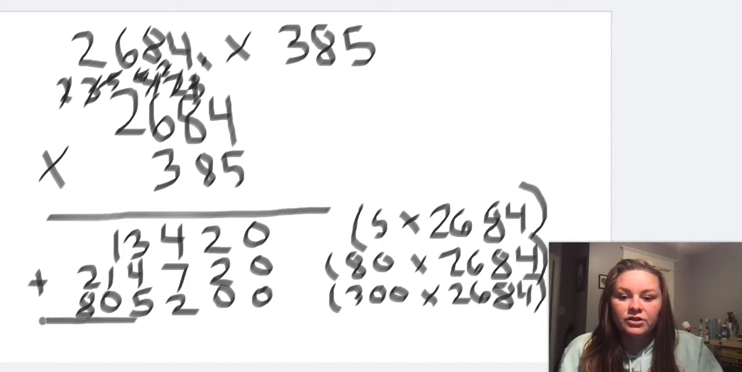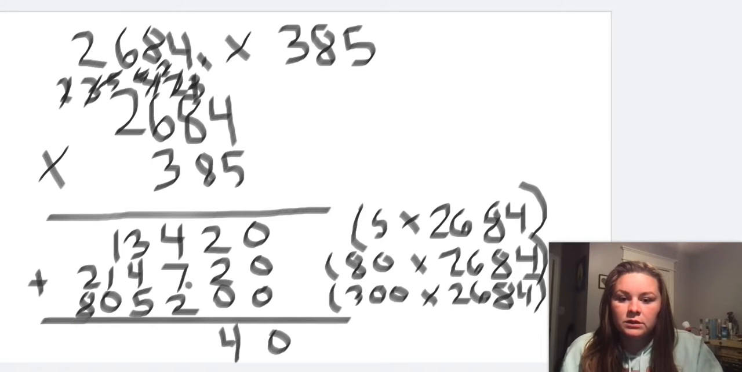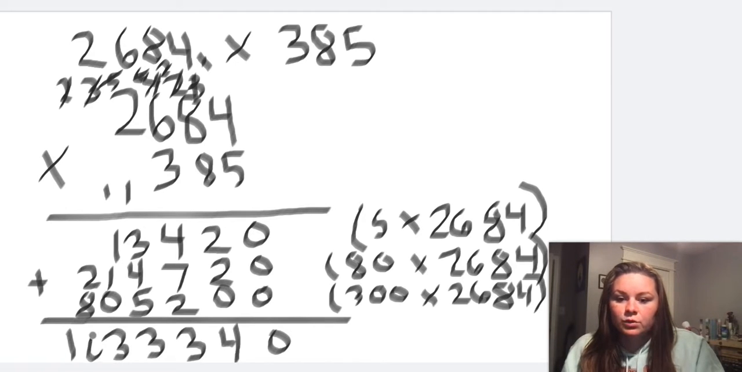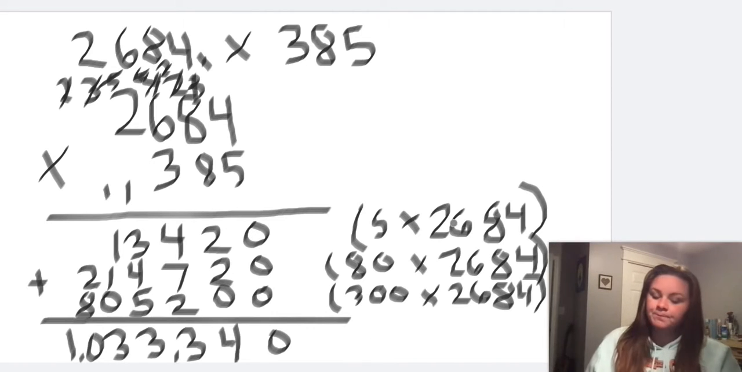So now we're going to add these together to get our product. So we're going to have a 0 in the ones place, a 4 in the tens place. Okay. And then we've got 4 plus 7 is 11, plus 2 is 13. Okay. I've got 3 plus 1 is 4, plus 4 is 8, plus 5 is 13. And then I've got 1, 2, 3. And then 8 plus 2 is 10. So it's a really big final product there. 1,033,340 is our final product.